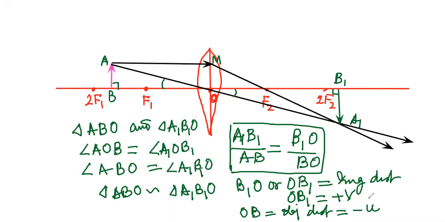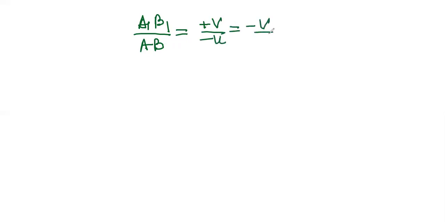Now if I move on to the next page, what can I write? I can write A1B1 by AB is equal to plus v by minus u, so that can be written as minus v by u. So this is my first equation.